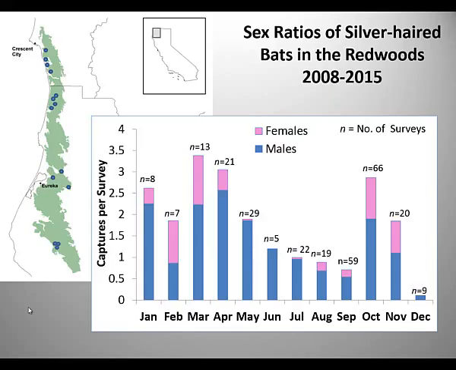If we look at our results from throughout the whole year, it turns out that in our area we can actually catch more silver-haired bats during the winter months than we can during the summer months. And not only that, the sex ratios are much closer to even, so equal numbers of males and females in these areas.